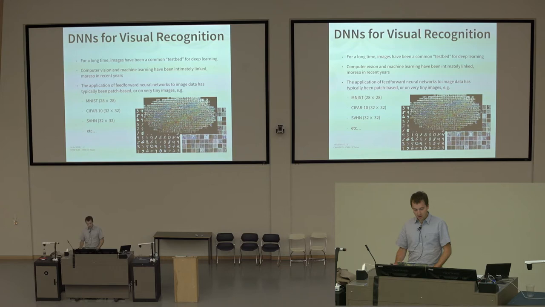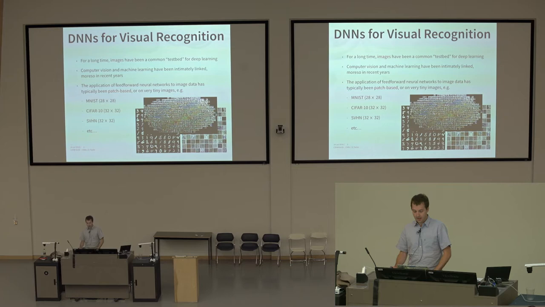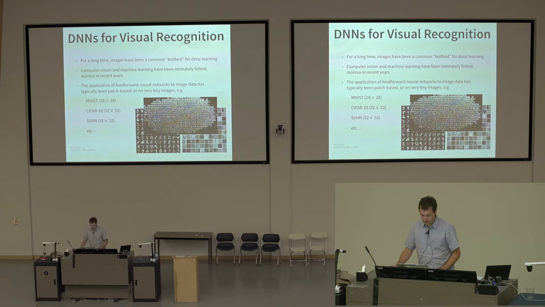We spent some time this morning with Hugo learning about feed-forward neural nets, and these are typically applied on smaller patches or tiny images, such as those found in MNIST and CIFAR-10 and SVHN and these sorts of benchmarks. But what if we want to scale up visual recognition to larger, more realistic images, such as those found in ImageNet and other data sets?